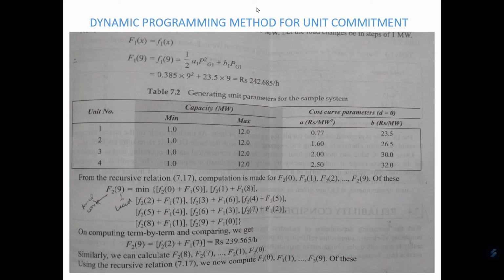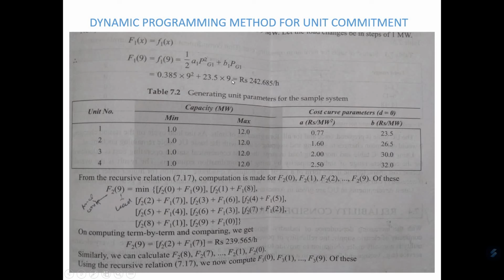For that, first of all, we'll calculate the Fn of 9, which has this meaning: small f1 of 9. What is the meaning of this? The minimum fuel cost, or the cost for generating 9 megawatt by the first unit. So how will it be calculated?